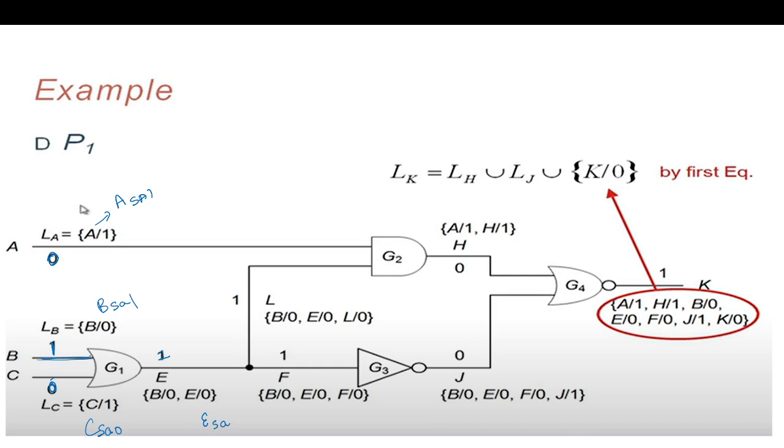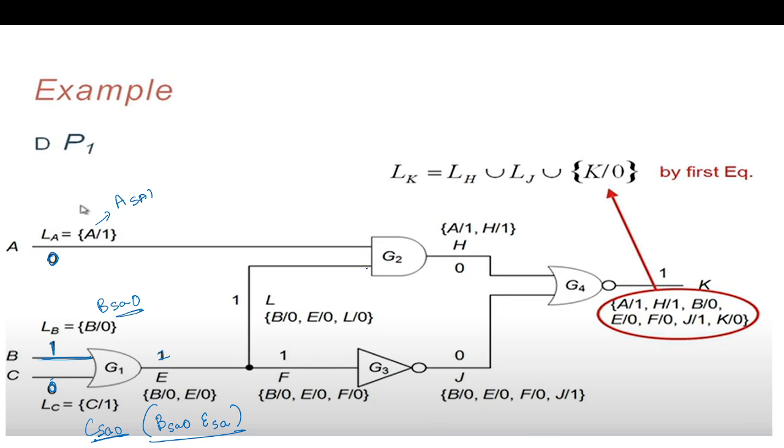A 1 to an OR gate is a controlling value. So only this fault we can propagate. So only B stuck at 0 can be propagated, and this fault will be masked. Whatever the value of this, if it is going to be the fault-free one, then it is masked. These are the two faults we will be able to propagate.